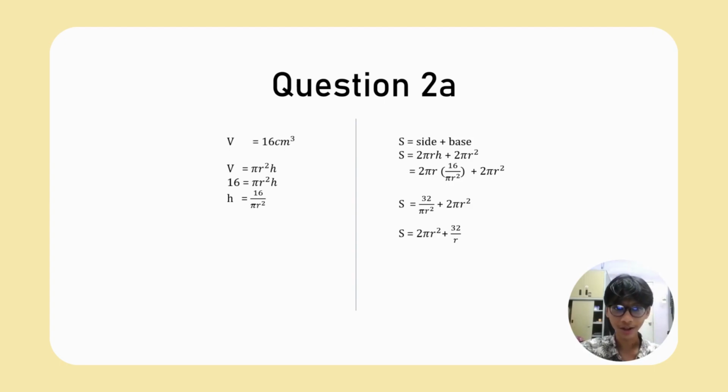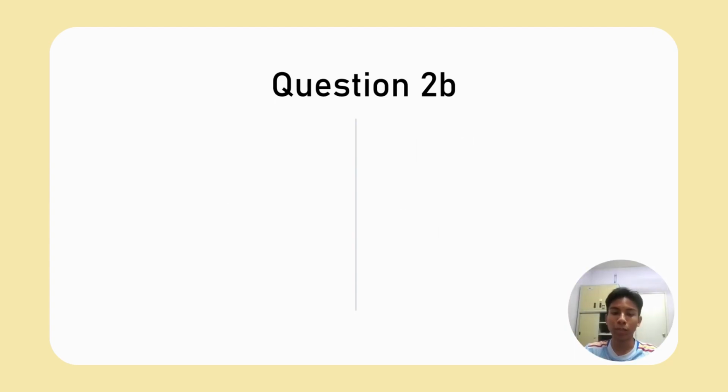That's all for me. Thank you. For question 2b, we'll be starting off with A equals 2πr² plus 32 over r. We bring the r to the top, and A equals 2πr² plus 32r to the power of -1. We get the first derivative, which is dA over dr equals 4πr minus 32 over r squared. Then we set it equal to 0.